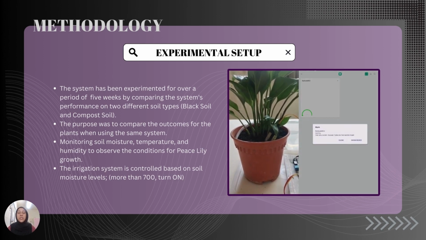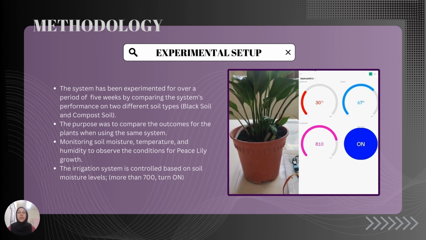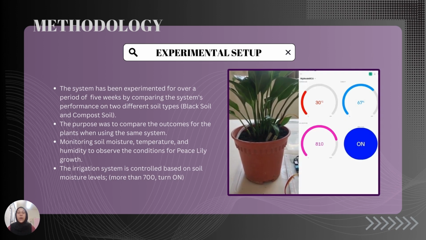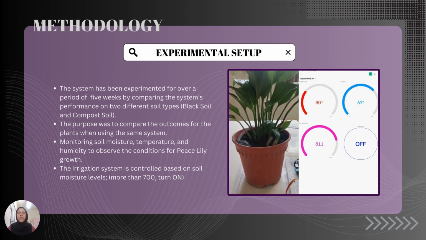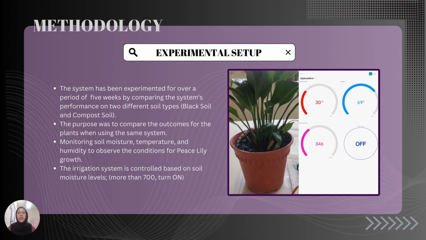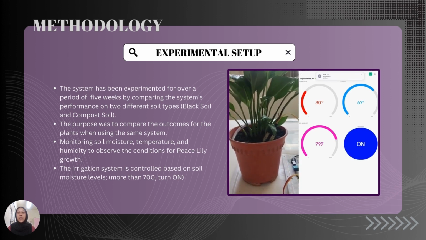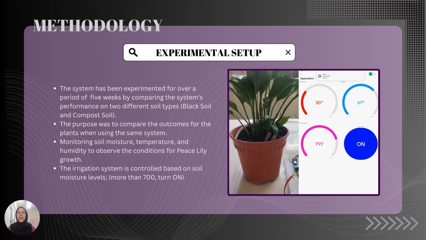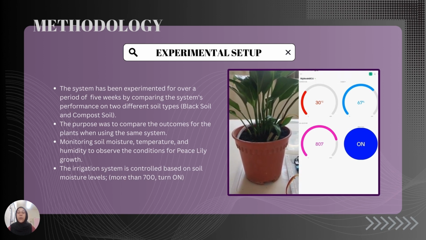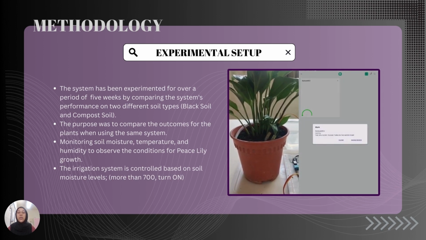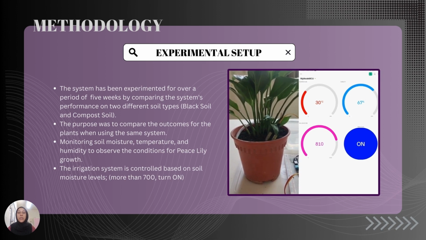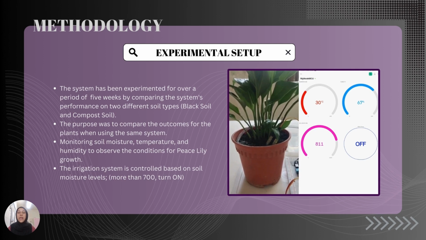And then the irrigation system is controlled based on the soil moisture level, where when the soil moisture sensor detects a moisture level of more than 700 ADC value, a notification will pop up to alert the user to activate the water pump from the Blynk application. So when the water pump is activated, the water will flow and will be automatically turned off when the value of soil moisture is less than 700.